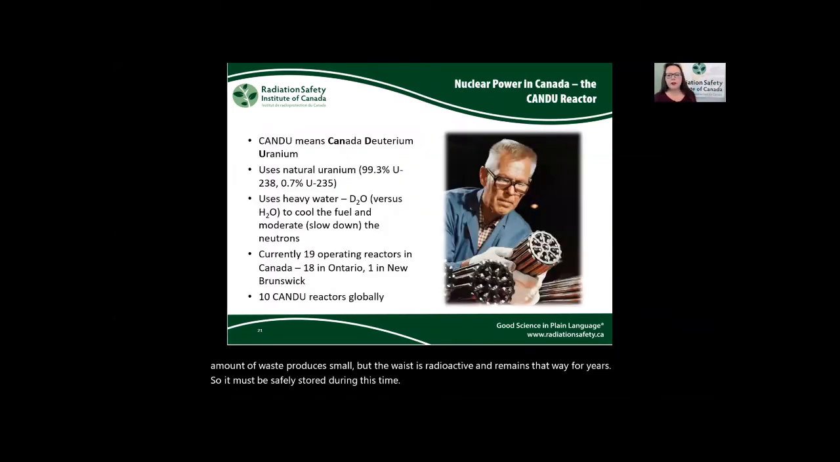Canada has been a leader in the global nuclear sector. One contribution is the development of the CANDU reactor. CANDU means Canadian Deuterium Uranium. Features include its use of natural uranium and the use of heavy water to cool the fuel and moderate the neutrons. CANDU reactors have excellent uptime and safety records. There are currently 19 operating CANDU reactors in Canada, 18 in Ontario, and 1 in New Brunswick. There are 10 CANDU reactors currently operating elsewhere in the world.